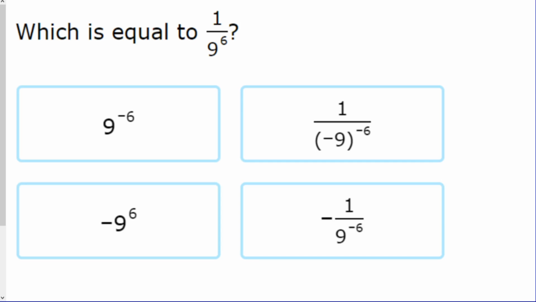All right, I switched the slides, so this is probably what kind of questions you'll see first, but I wanted to do the other one to show you that it didn't matter what the numbers were. However, this time it says what is equal to 1 divided by 9 to the 6th. Now, you could go through and figure out each one of these and see what's equal, but I want to point out a couple of things.